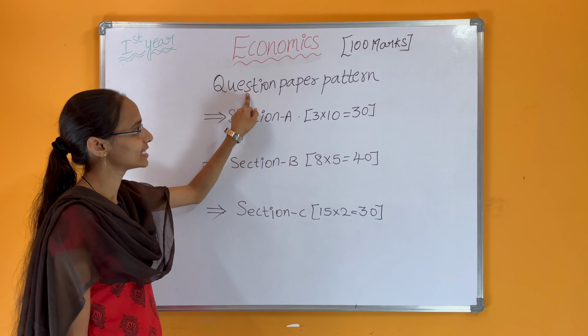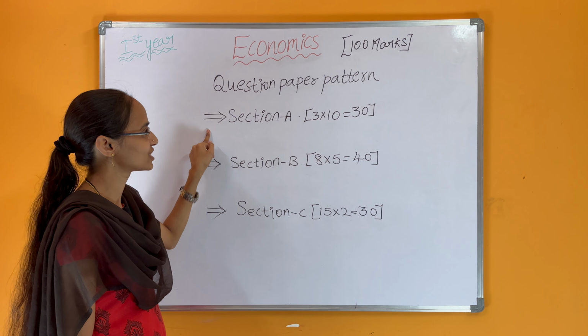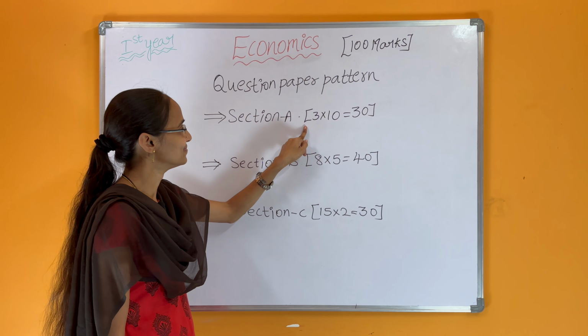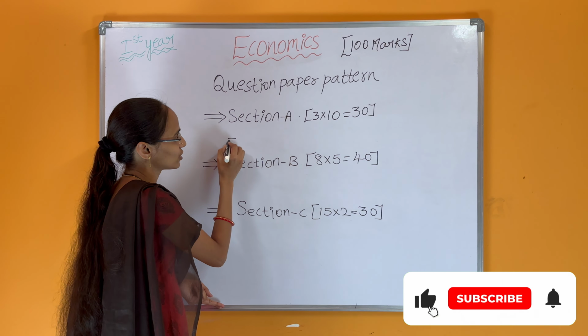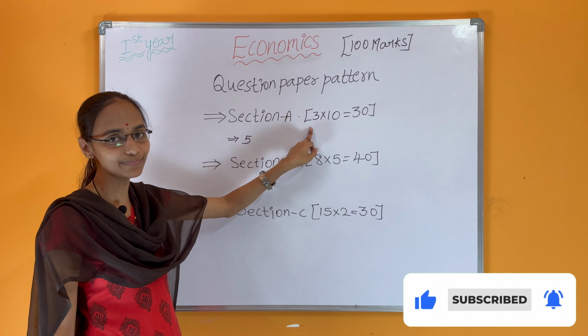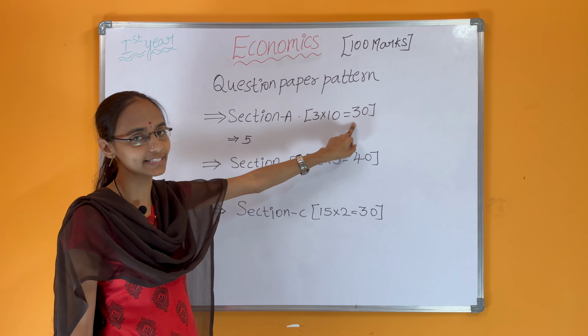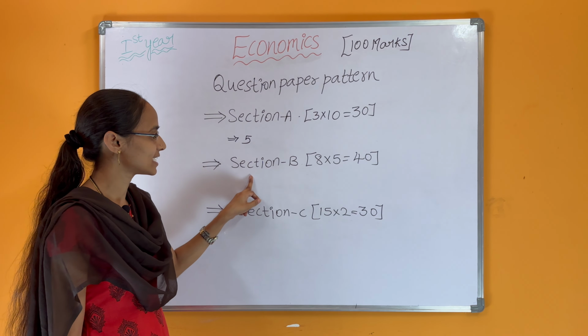Now under this we have three sections. Under section A, a total of 5 questions are given. Out of these 5 questions, you have to attempt 3 questions. Each question carries 10 marks. 3 tens are 30.